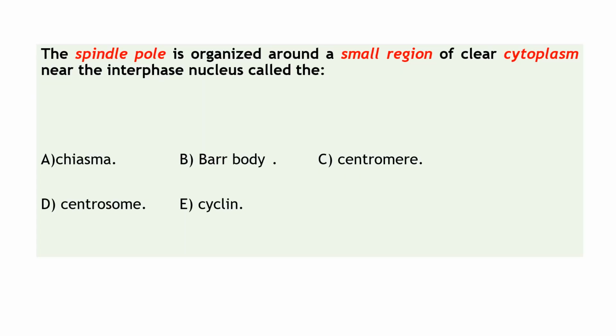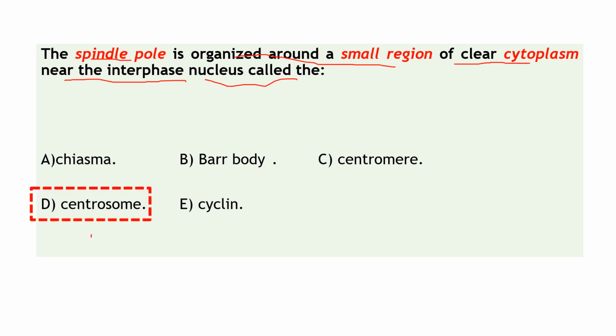Okay, so now let's go back to the question. I'm sure that now you know that the spindle pole is organized around a small region of clear cytoplasm near the interphase nucleus. Remember, close to the spindle pole, this small region is called the centrosome. Where the microtubules attach, we already explained, is the centromere, the region with a lot of DNA repeats where you pull the chromosomes, so this is incorrect.